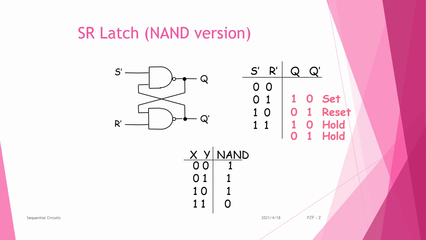Here the NOT gate is present. This is the truth table of the SR flip-flop. Sorry, latch. Here we are having two gates with two inputs, so we have four input combinations. Four states are present here: 2 power 2, so 4 states.